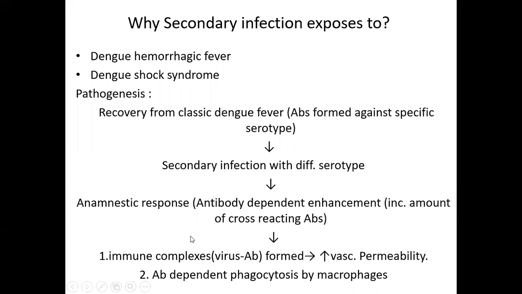So, when immune complex formation occurs, when cross reactivity of the antibodies occurs, the vascular permeability is increased, and this will lead to exudation or transudation of fluids into the different cavities, and this will lead to shock. This will lead to dengue hemorrhagic fever or dengue shock syndrome. So this is the pathogenesis of dengue hemorrhagic fever and dengue shock syndrome.